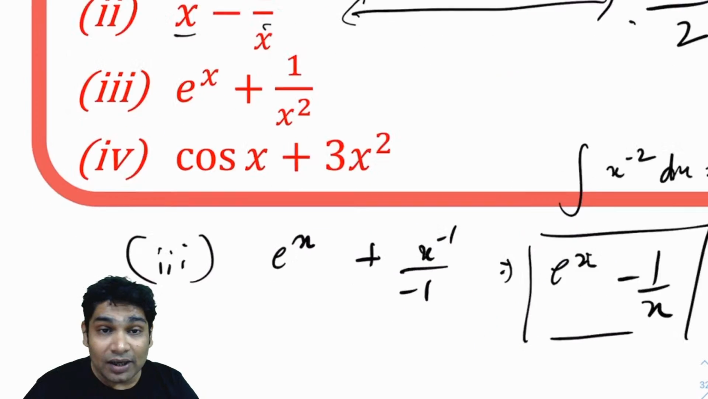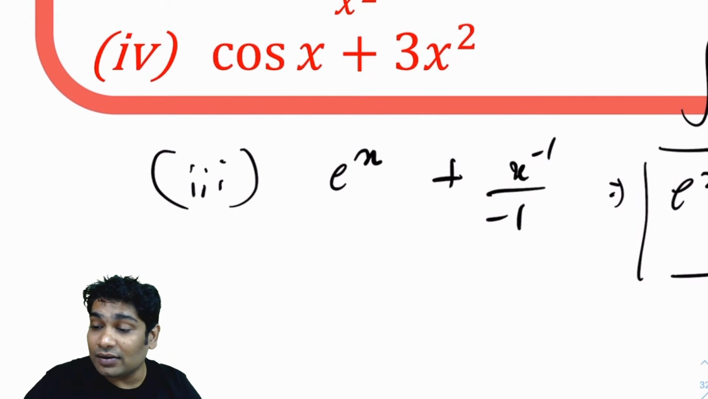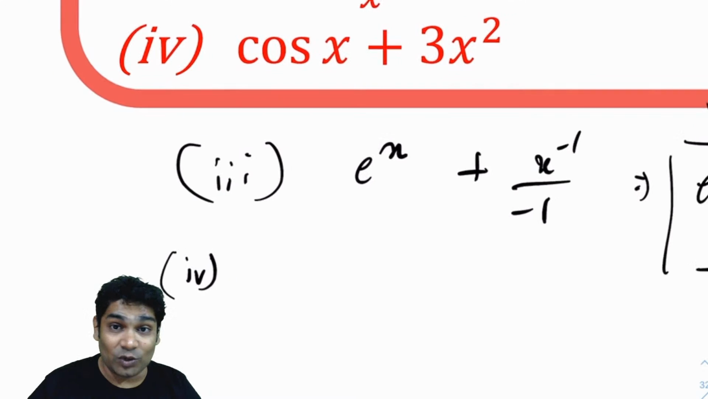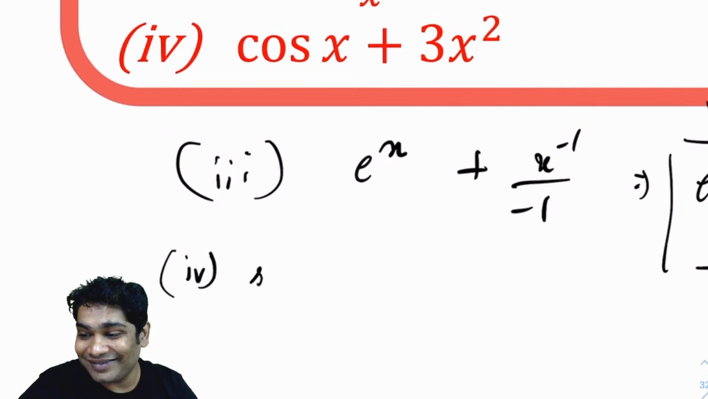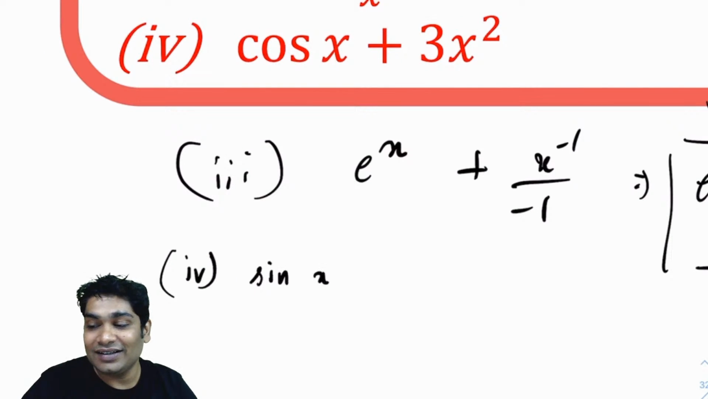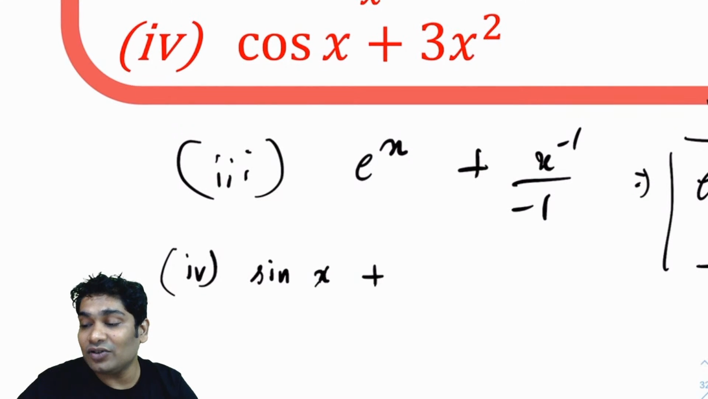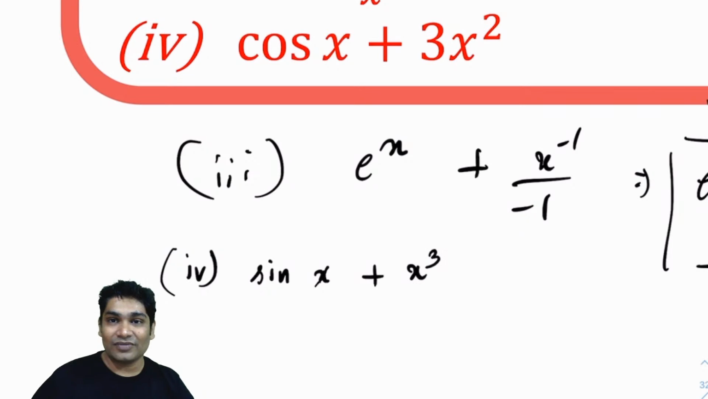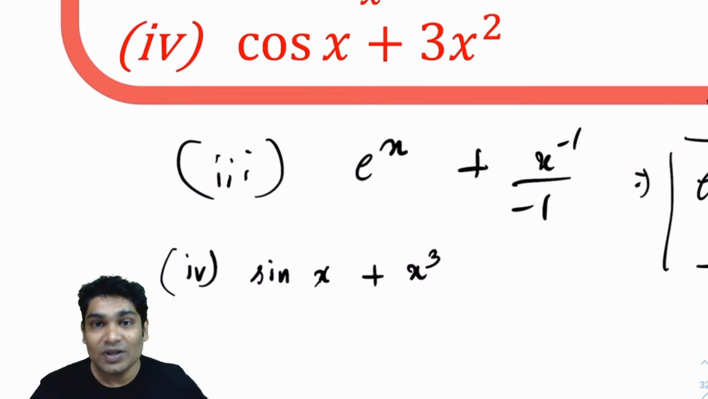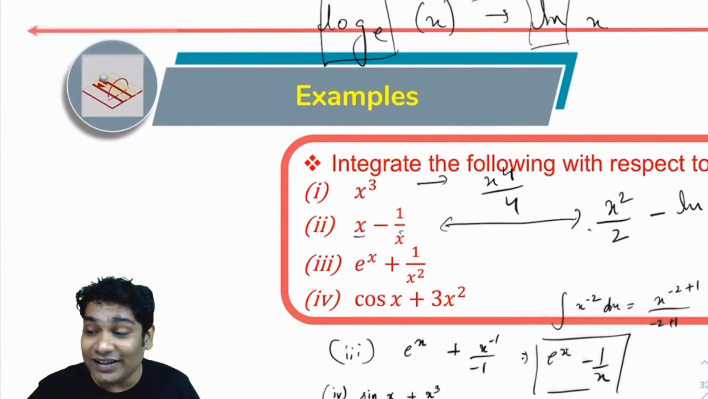Similarly, for your fourth part, the integration of cos x would be sin x, not minus sin x, that would be the derivative, plus this would become x cube. So that's the answer of the fourth part. That is how you find the integrations.